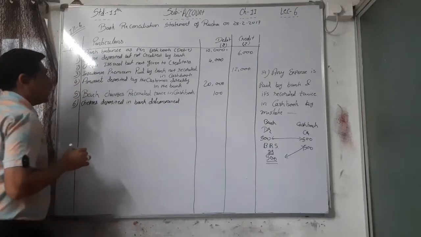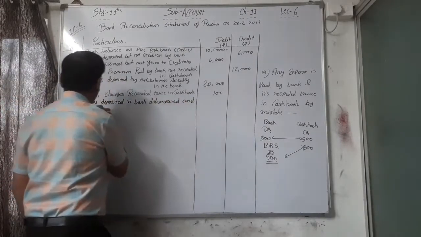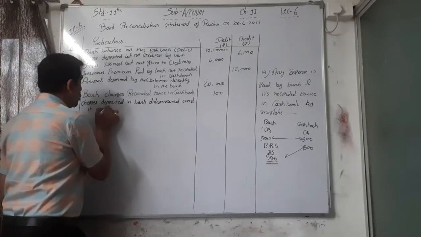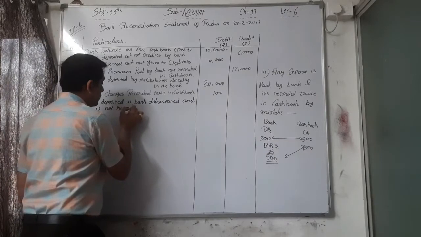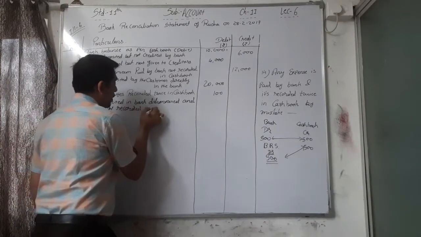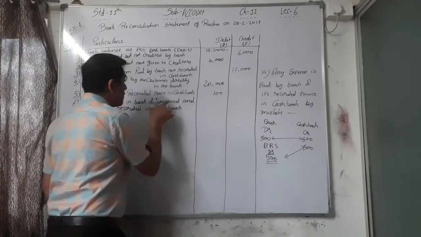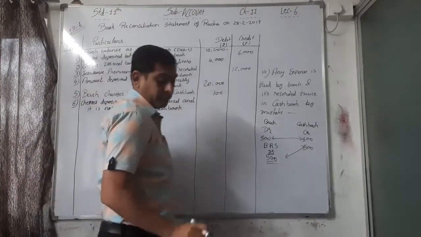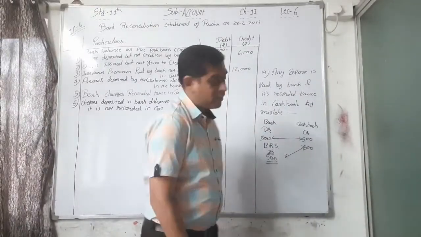Write down: check deposited in the bank dishonored and it is not recorded in the cash book. Dishonored, that's why credit always. The amount is 6,000.